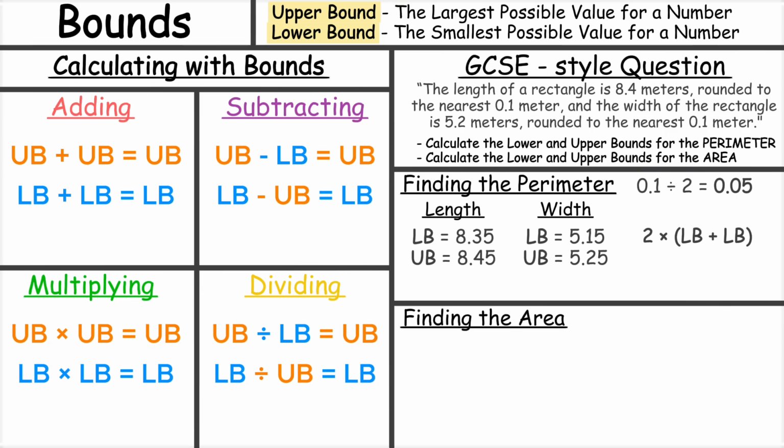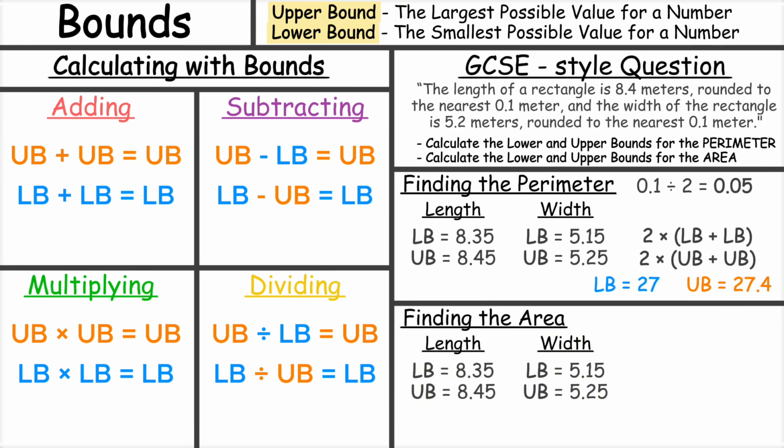8.35 plus 5.15 equals 13.5, and 13.5 times 2 equals 27. To find the upper bound for the perimeter, add the upper bound of the width to the upper bound of the length and double the answer. 8.45 plus 5.25 equals 13.7, and 13.7 times 2 equals 27.4. So the final answer for the lower and upper bounds of the perimeter is 27 and 27.4.